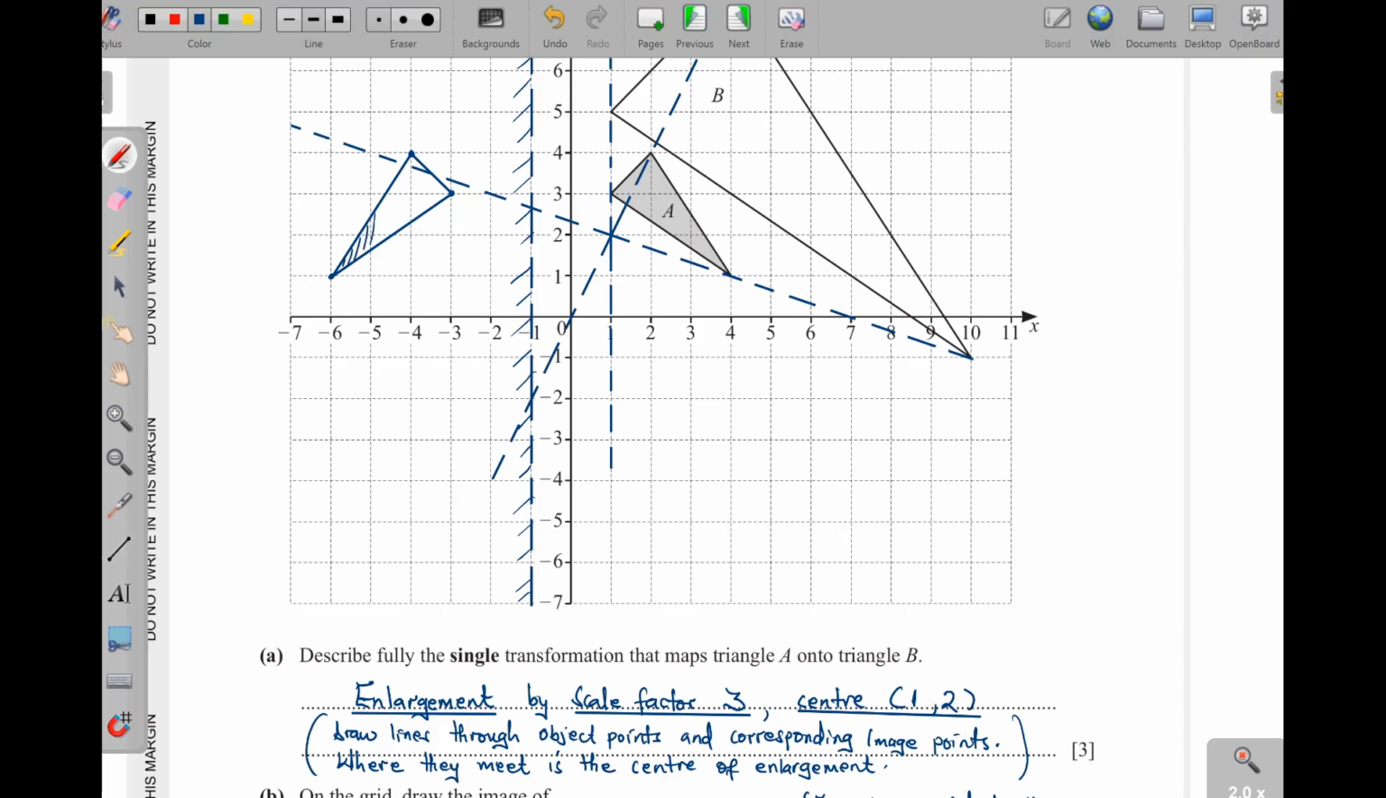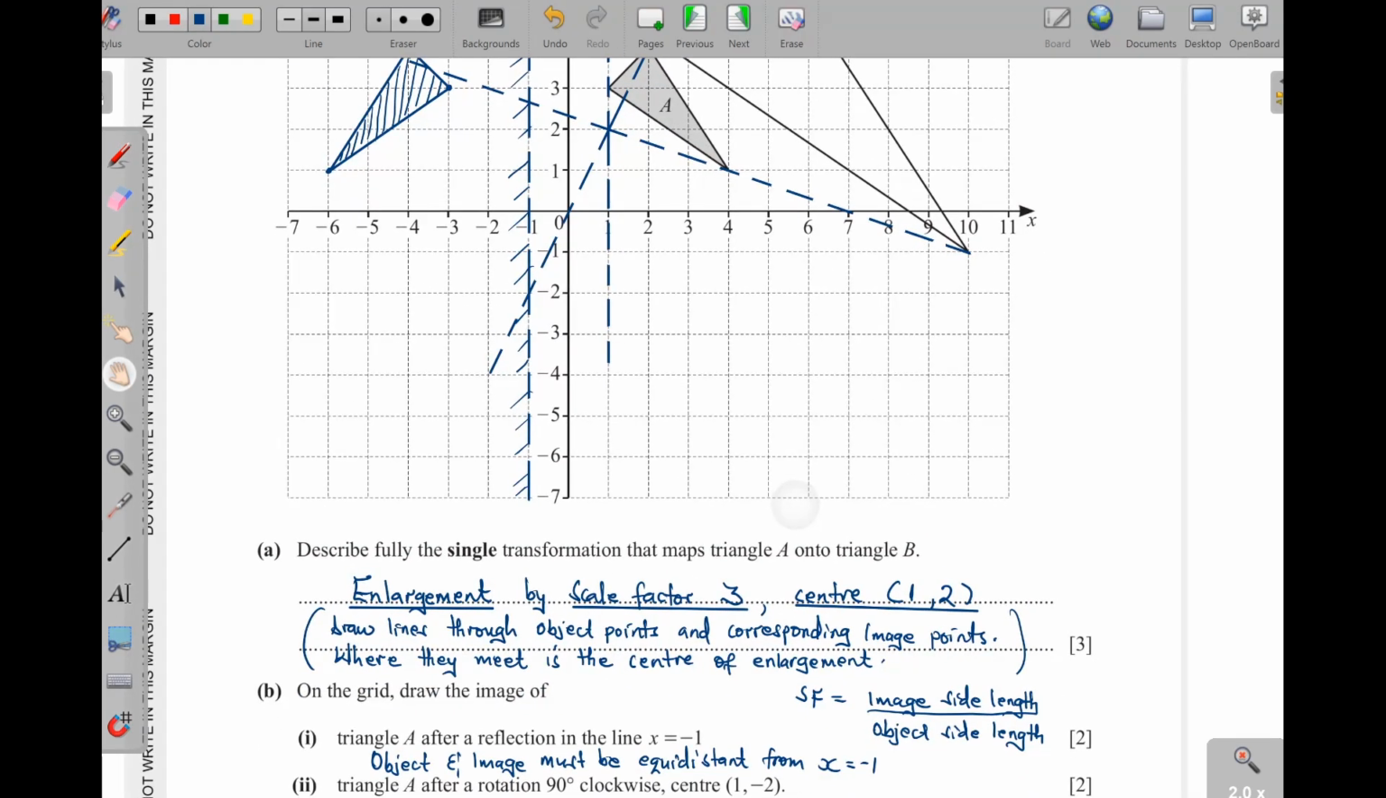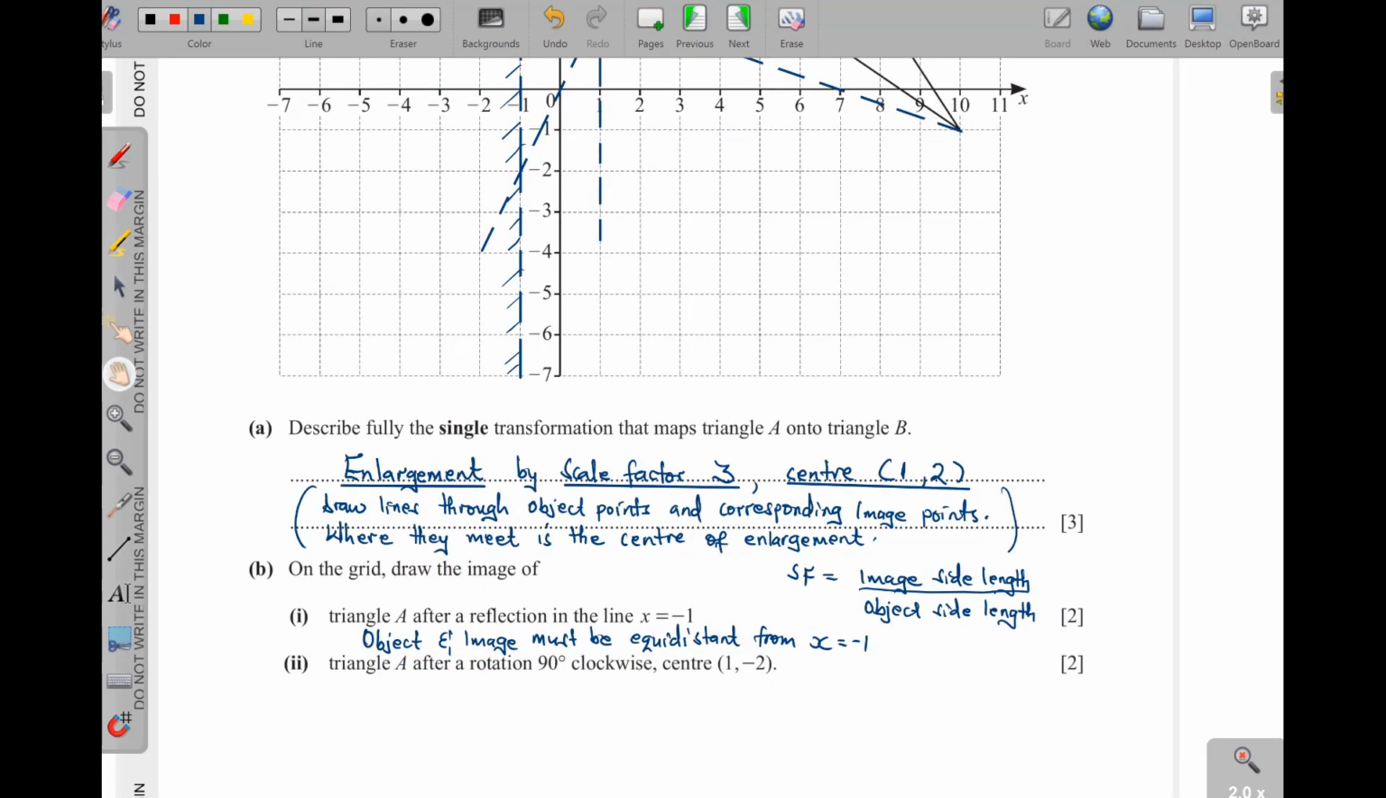But when you do some small shading, it looks so beautiful, right? And then, since they have not told us to label it, maybe with a given letter, I can just put B, Roman 1, such that the examiner sees very fast what I've done. And then Roman 2, triangle A, after rotation 90 degrees, center, 1, -2.